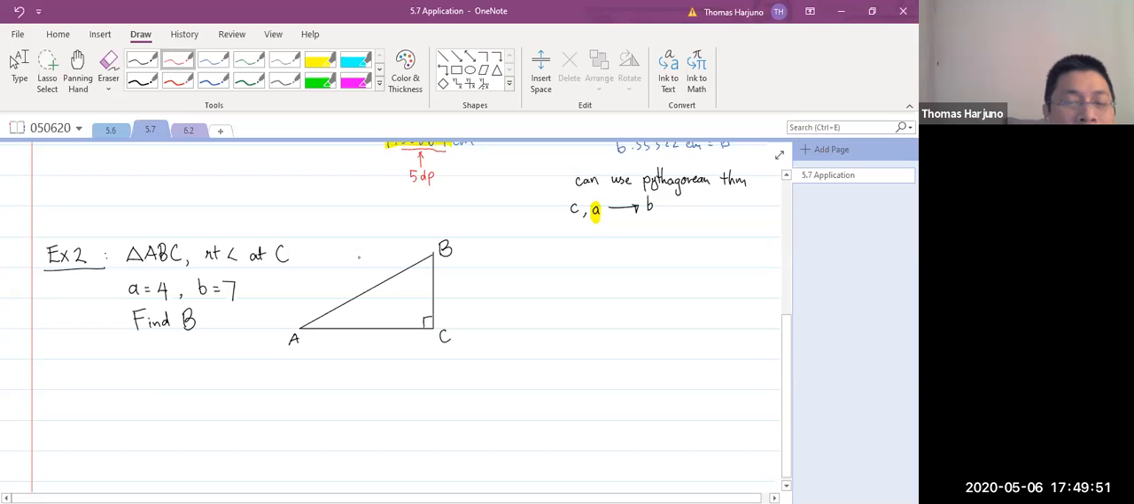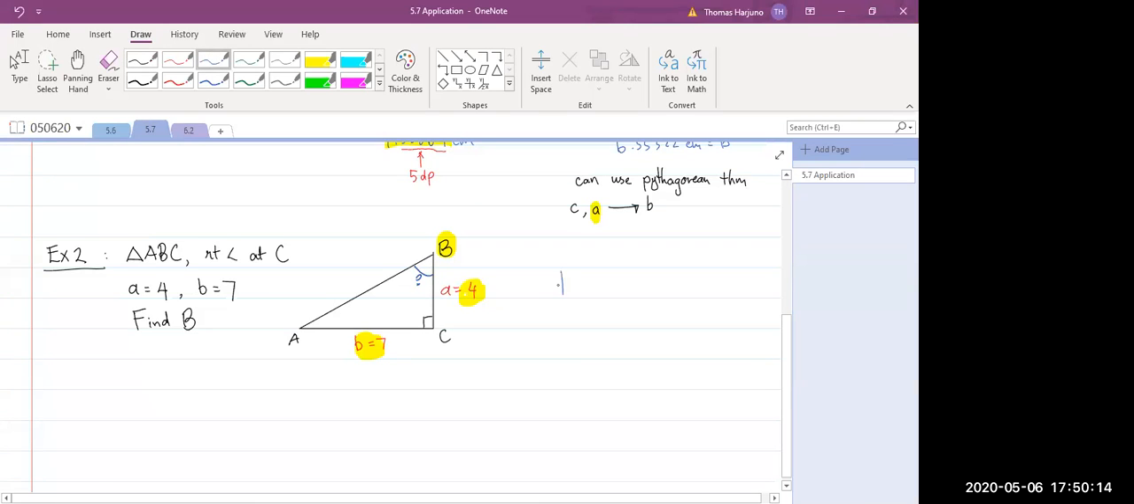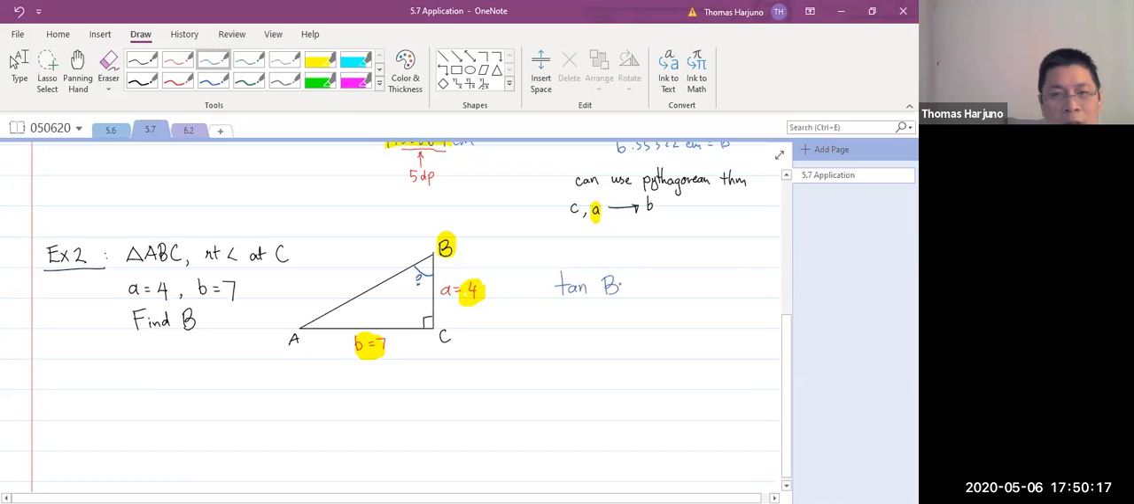Now then, side A is here, this is 4. Side B here is 7. The question is find angle B. What relates angle B and 4 and 7? What trig function relates those? Tangent. So tangent B is equal to 7/4. So what is B? B will be tangent inverse of 7/4.